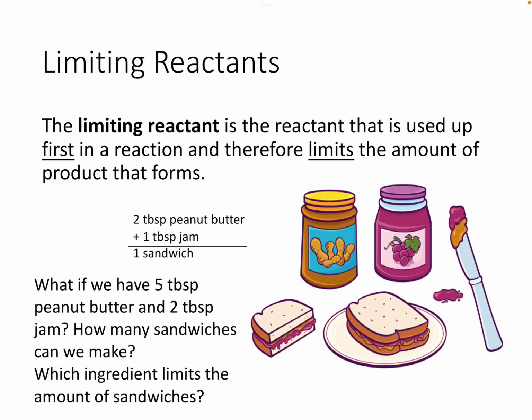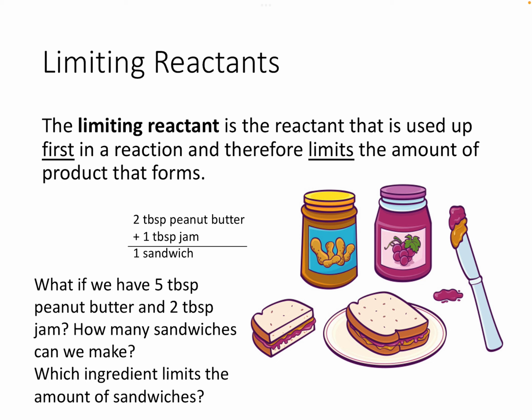Hello, in this video we are going to discuss limiting reactants and percent yield. So when we're cooking, we are likely going to run out of one ingredient first. And that ingredient that runs out first is called the limiting reactant. And it's going to limit the amount of product that forms, or whatever we're baking.